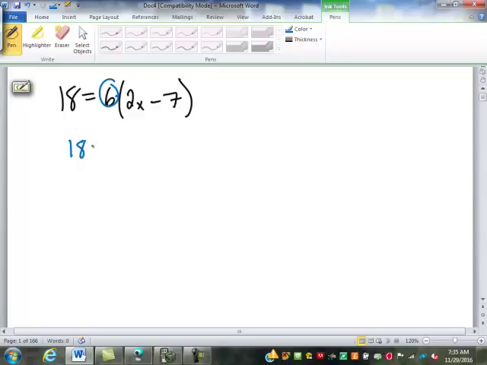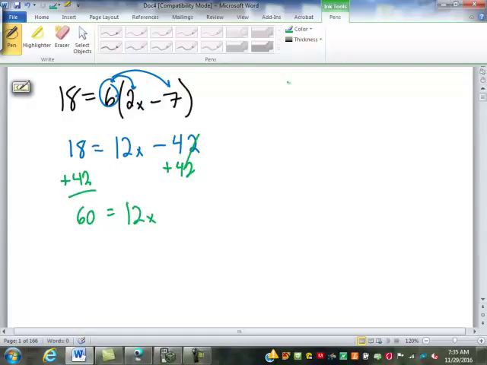So over here, the 18 doesn't change. 6 times 2x, 12x. 6 times negative 7, negative 42. Now what do we have to do? Add the 42. 60 equals 12x, and then divide by 12. 60 divided by 12 is 5. X equals 5.